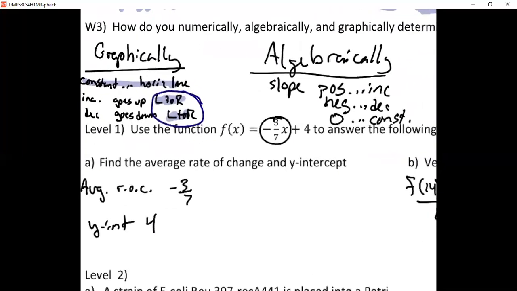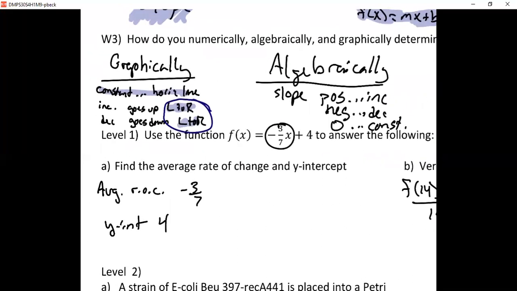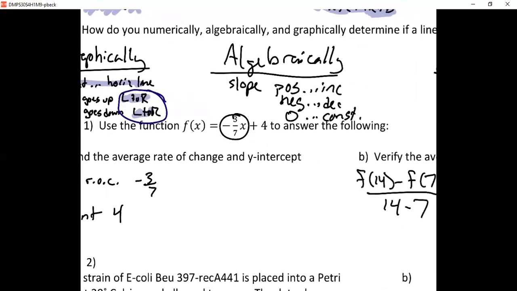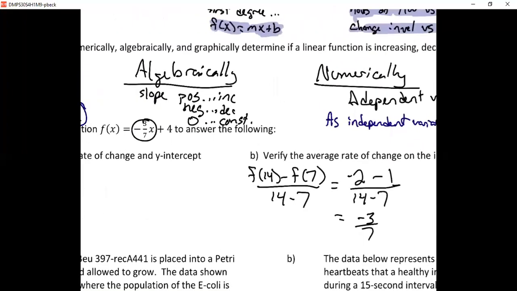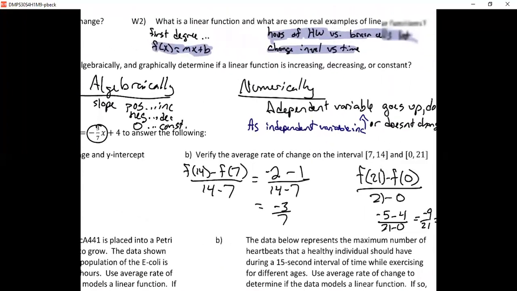So level 1 problem, find the average rate of change, and this one is pretty straightforward, the average rate of change is going to be our slope, which is negative 3/7. Now the y-intercept obviously is 4. Most people don't have any problem with that because in pre-calculus you've been seeing that for about 4 years now. Now what I asked on this one is verify that the average rate of change over these two intervals ends up being the exact same.